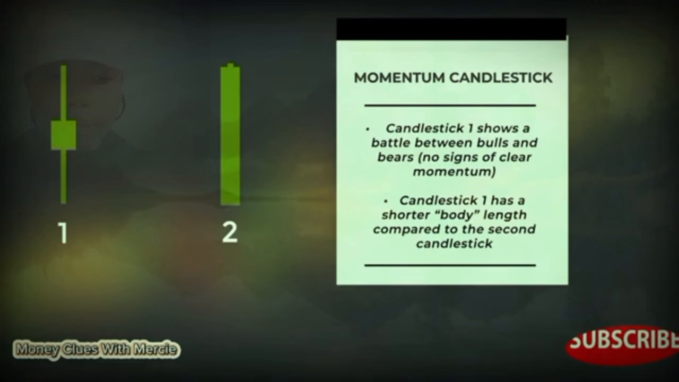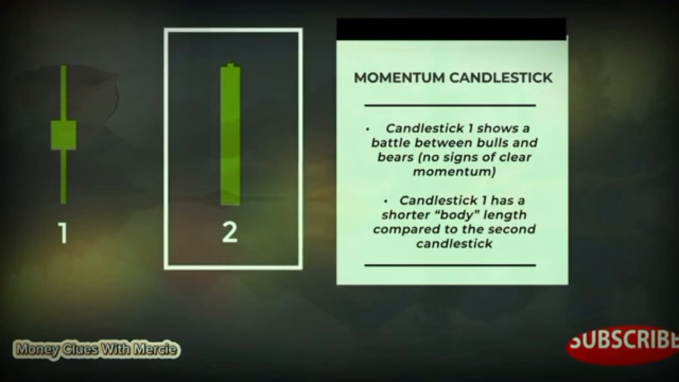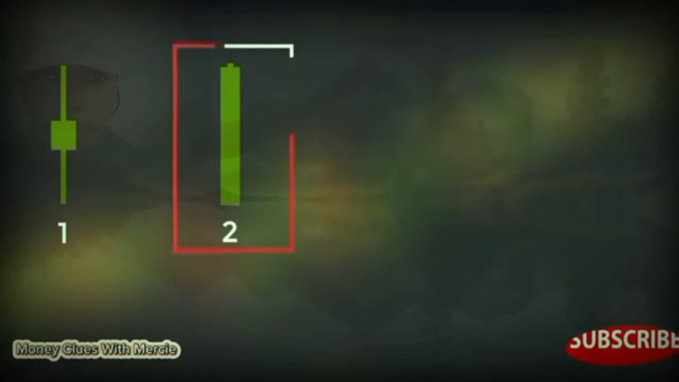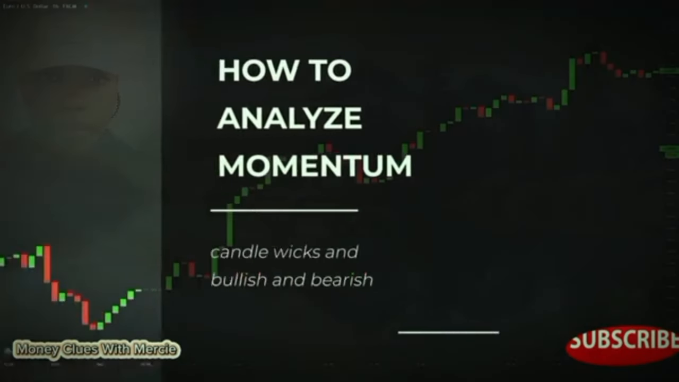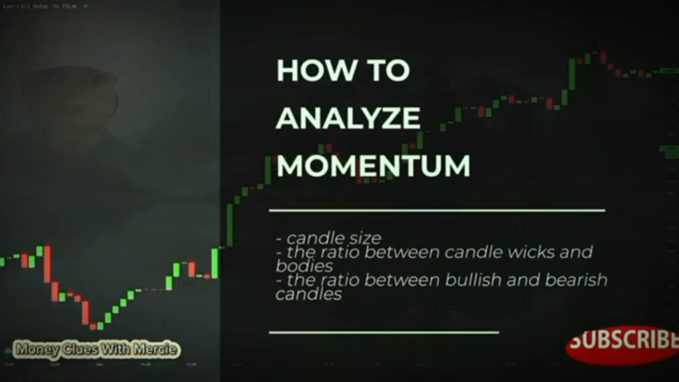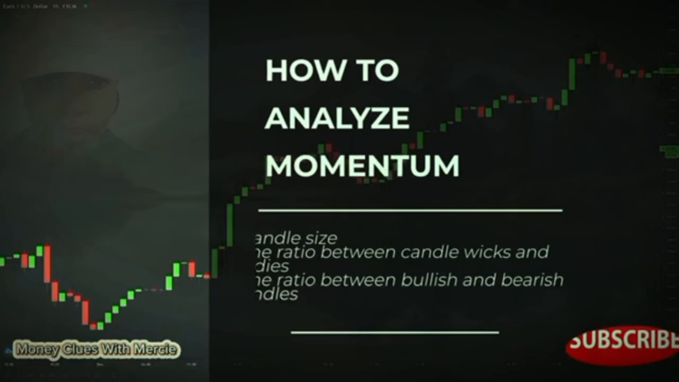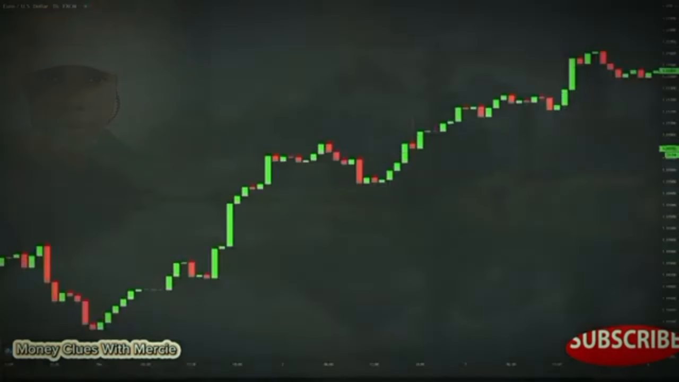The fact that candlestick 1 has the same length as candlestick 2 means that they both traveled the same price range in that time frame. But candlestick 1 has a shorter body length compared to the second candlestick. That's why the second candlestick represents the stronger bullish momentum. When we talk about momentum, we mean the trend's strength. For that, we must analyze candle size, the ratio between candle wicks and bodies, and the ratio between bullish and bearish candles.